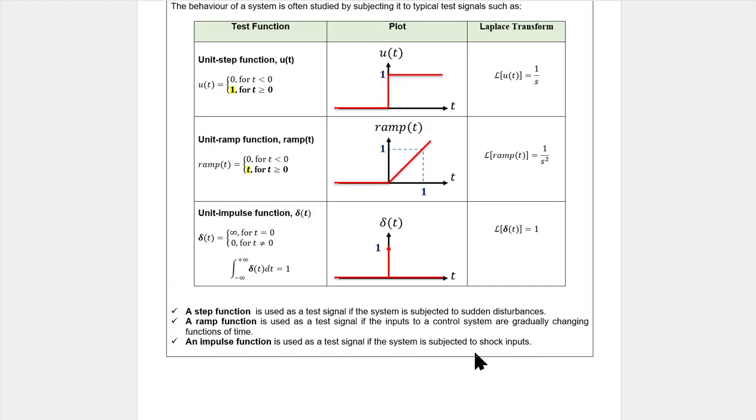Impulse function is when we subject the system to a shock input, a sudden input that is then taken away. So it's an impulse function. So these are the three types of test functions.